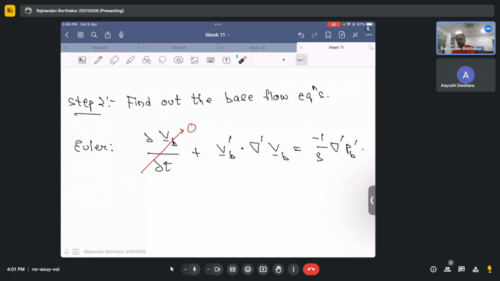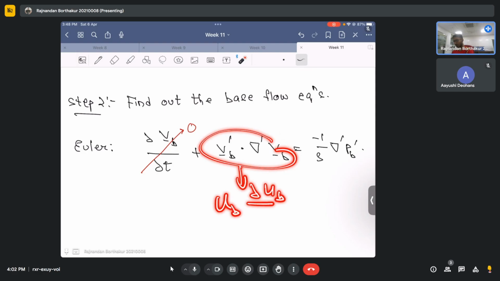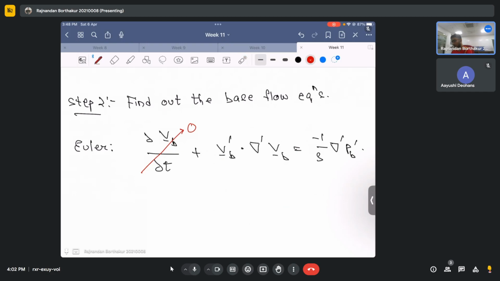Is it 0 or non-zero? This is also 0. Exactly. This is 0. If you just expand this term, it's 0, because this term, let's say you are writing it in the x direction, would be u_b times del u_b by del x. But we know that this u_b is just a function of z, which is the cross stream direction. So this term is also 0 for the equation of base flows.